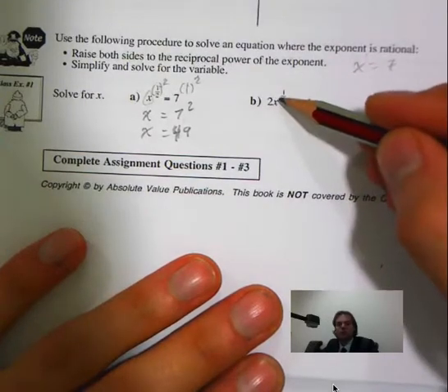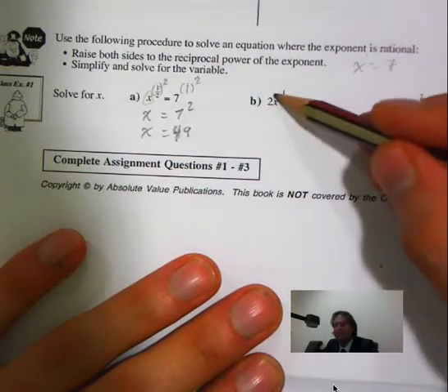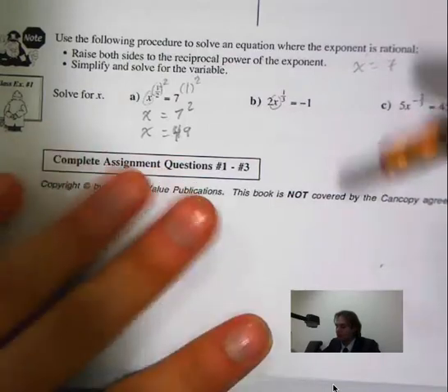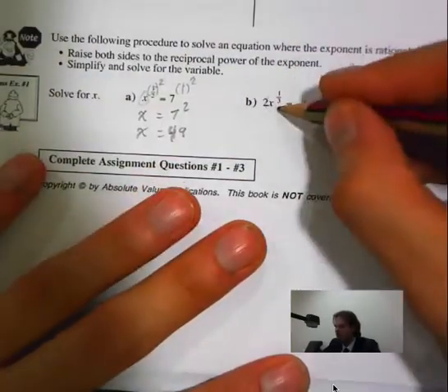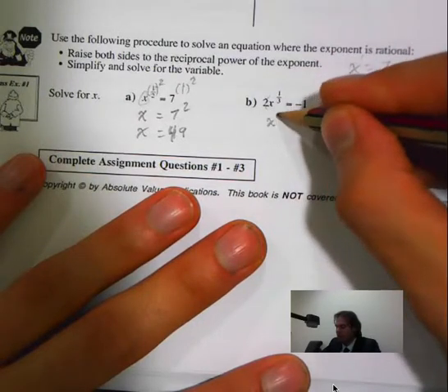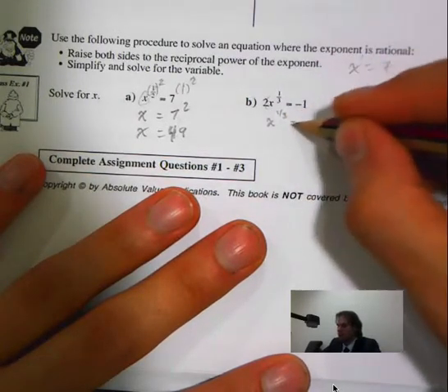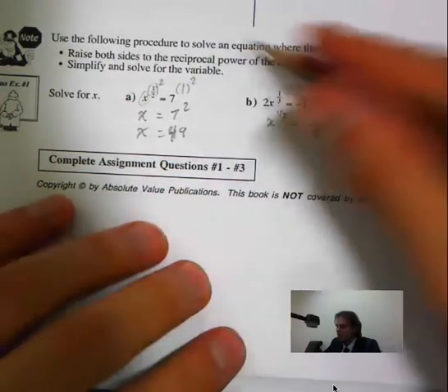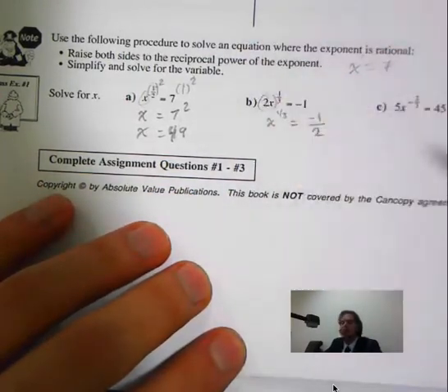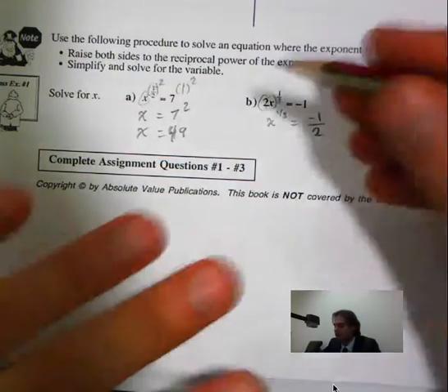Now if I look at this one, the only thing to the 1/3 is this x here. That's the only thing. So the 2 isn't to the 1/3, so I'm actually going to move this 2 over. So I'm going to have x to the 1/3. I want to isolate for my x. It's equal to -1 over 2. If it was in brackets like this, 1/3 would be to both. But it's not in brackets, so we're only to 1.